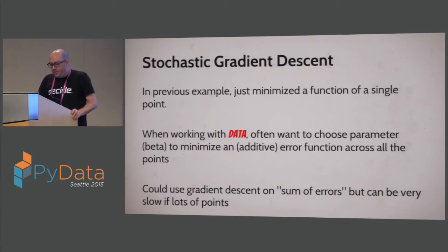So before I do that, let's take one side step, which is stochastic gradient descent. In that previous example, we were just trying to minimize a function of a single point. But when we're working with data, a lot of times we're saying, let's find the parameters that minimize some error function across our data. And a lot of times those error functions are additive, so that the error is the error on the first point plus the error on the second point, the error on the third point. And so one approach is to use gradient descent on the sum of the error functions to find the optimal parameters. But a lot of times that's slow. And so what you do is you just take a gradient step on one point at a time, and you do that for each point.